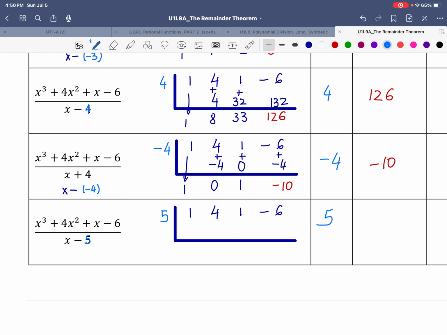Let's record it. Bring 1 down. 1 times 5, 5. Add 9. 9 times 5, 45. Add 46. 46 times 5 equals 230. 230 minus 6, 224. Remainder is 224.